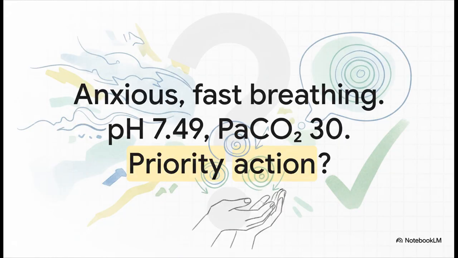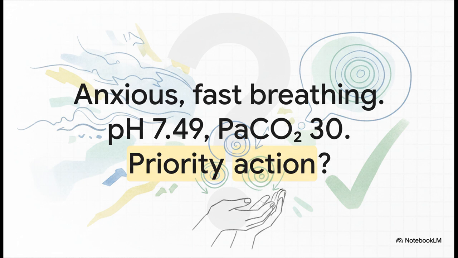All right, let's put it all to the test with one last scenario. You've got an anxious patient, breathing fast, the ABGs come back, pH is 7.49, PaCO₂ is 30, and bicarb is 24. That's a textbook case of uncompensated respiratory alkalosis. So what's your priority? What do you do first?